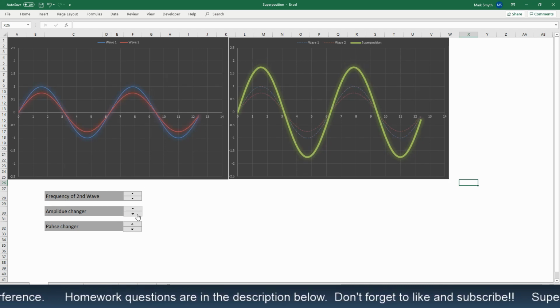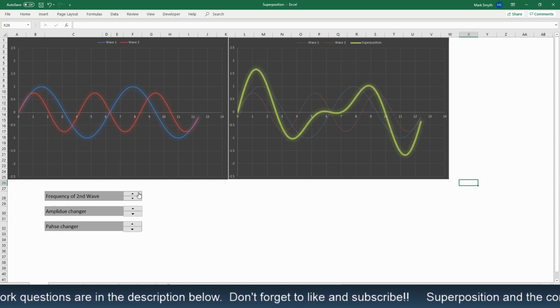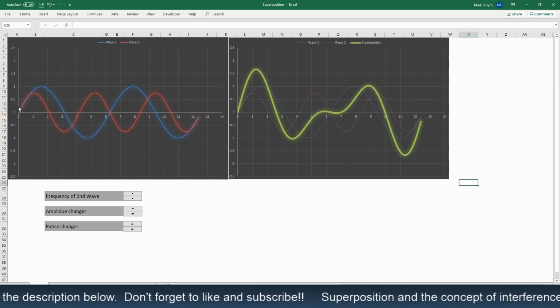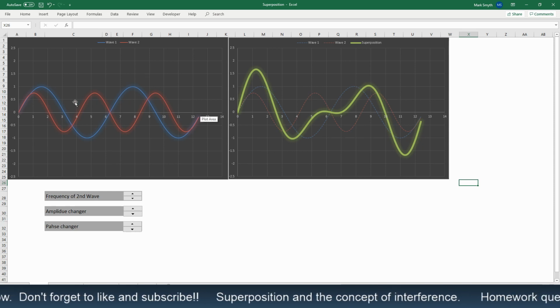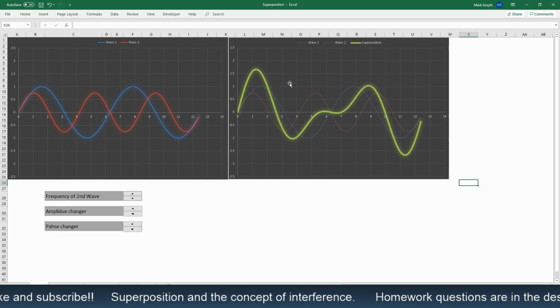Okay, so let's change the frequency of the wave. So let's make the second wave here a little bit more frequent. So we've got 1, 2, nearly 3 full wavelengths in here, versus simply 1 a bit for the blue one.